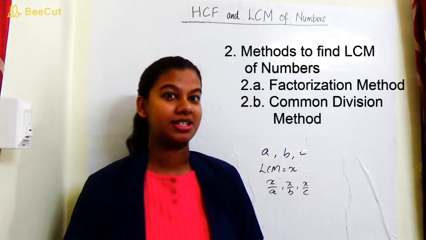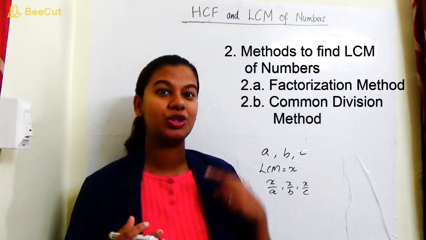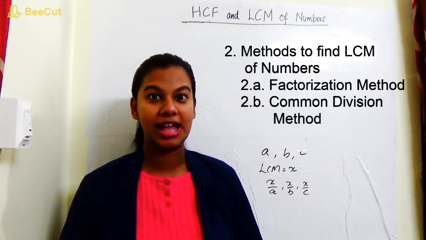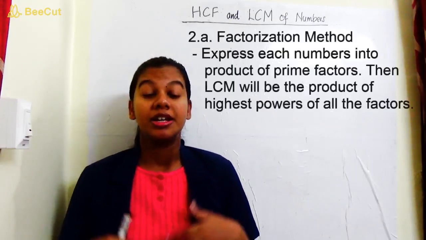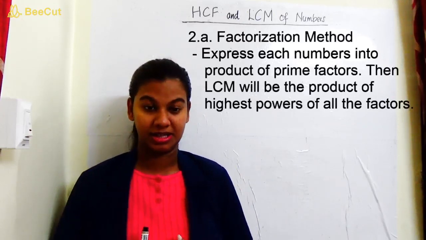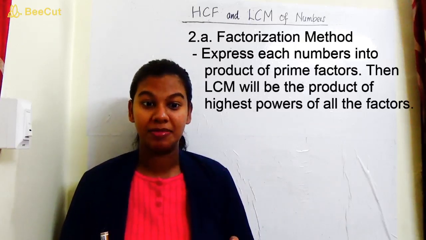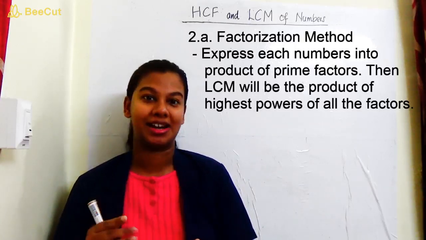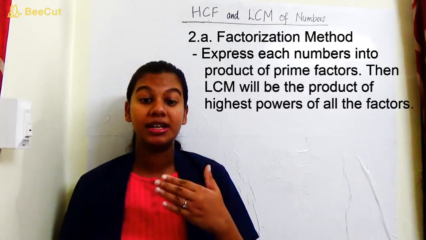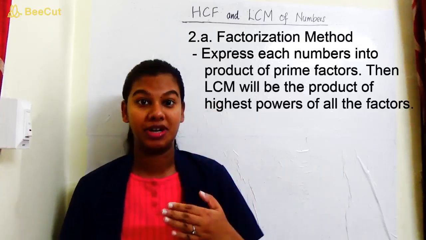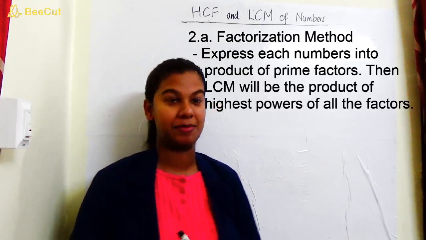Now there are two methods in finding the LCM. The first one is the factorization method, similar to the one we did in the HCF, and the second one is the common division method. Okay, so let's see the first method. Now the first method is the factorization method. In factorization method, as earlier, we have to express the given numbers as the product of the prime factors. Okay, and then among those products, we have to take the product of the highest power and multiply them. Then we'll get the LCM. Okay. Now let's see an example.